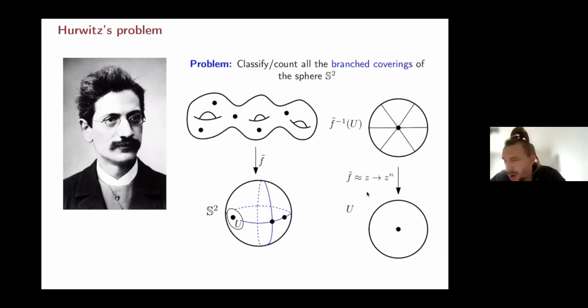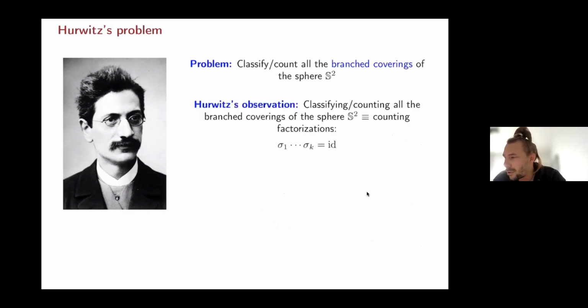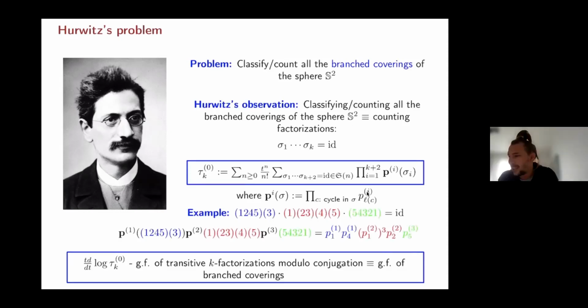So this problem seems to have nothing to do with combinatorics. It's a geometric problem, but the brilliant observation of Hurwitz was that in fact it has a lot to do with combinatorics, because counting these branched coverings is equivalent to counting factorizations of an identity in the permutation group. So this is what he did, and if we want to count things like that, because we're combinatorialists, we are immediately thinking that perhaps a good idea is to look at the generating functions of these objects.